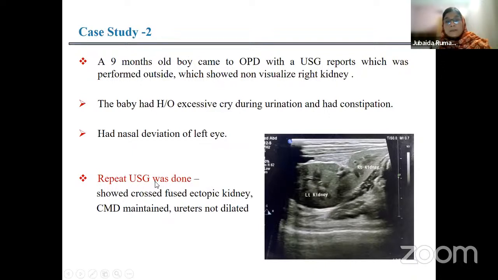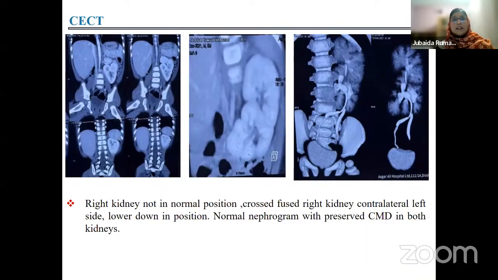Firstly, we did a repeat ultrasonogram, and it showed a cross-fused ectopic kidney. If you see the picture, the right kidney is fused with the left kidney here. Although we see that the CMD is maintained and the ureters are not dilated. After counseling the parents, we did a contrast-enhanced CT scan, and it showed that the right kidney is not in the normal position. It crossed the midline and fused with the contralateral left kidney, slightly lower down in position. But the kidney has a normal nephrogram with preserved CMD in both kidneys.